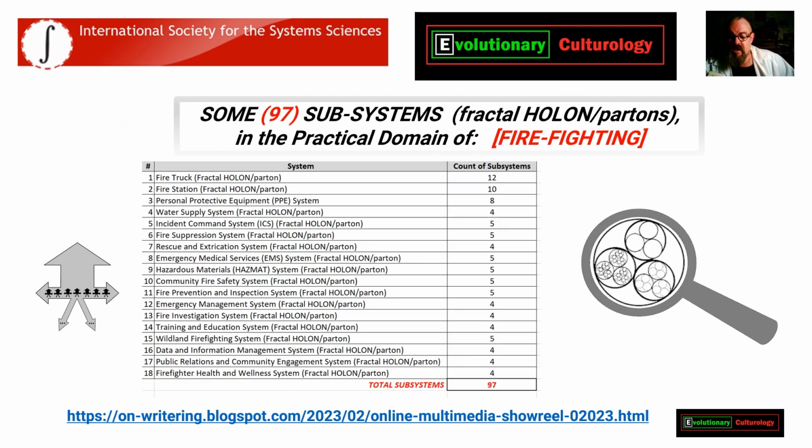Next. So you can look at the count of the subsystems. On the left-hand column, you've got the 18 systems, and on the right-hand is the count of the subsystems within each of those. So 12, 10, 8, 4, etc. There's 97 subsystems within those 18 systems. Then there's the 3 laws of fractal holon partons, and you get these power laws coming out of that. And I'm not allowed to say too much about that. I'm getting pinged by the EthiSizer. That's all secret stuff, but there's some stuff about that on the blog.